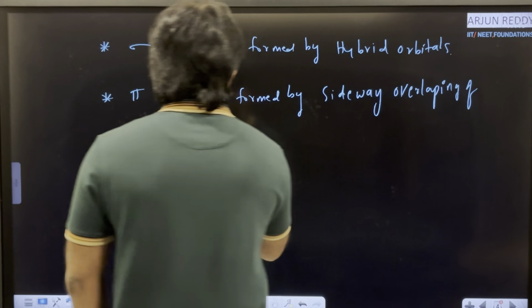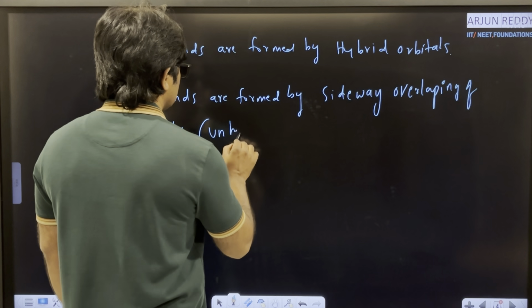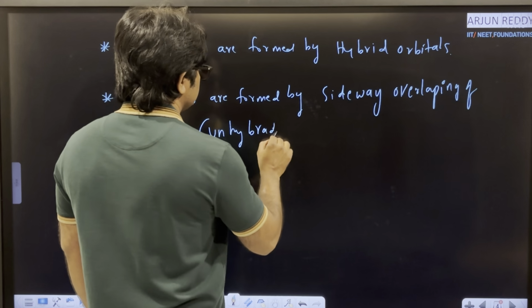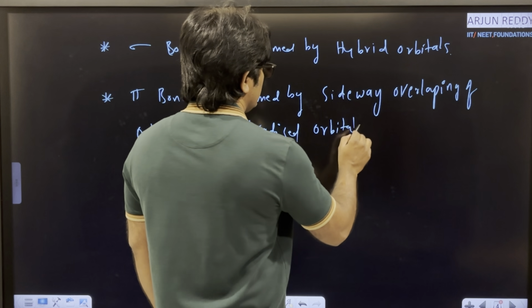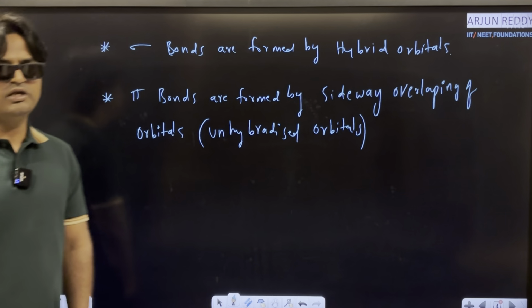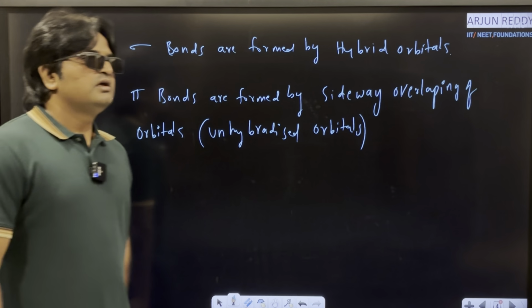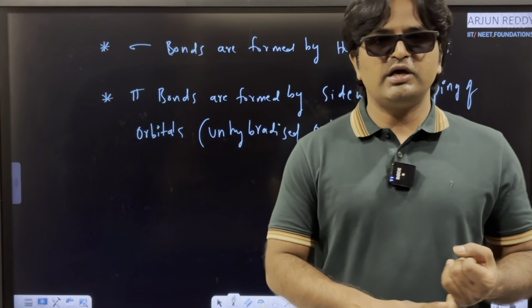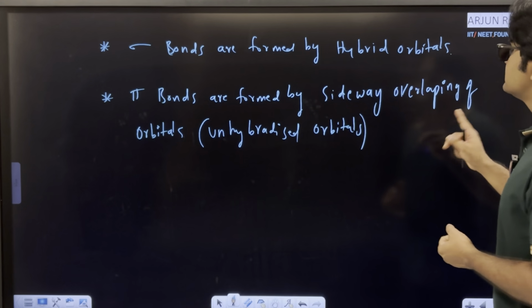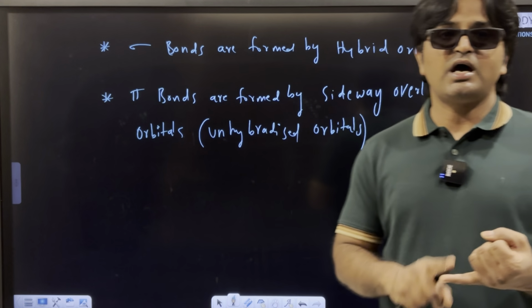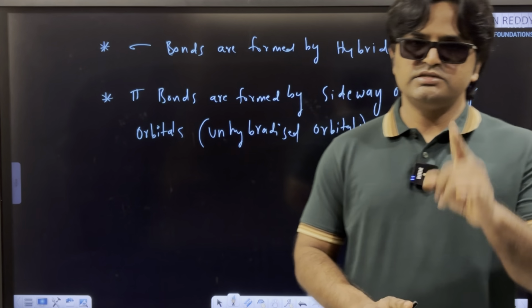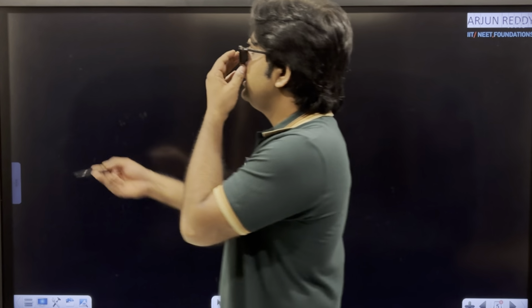We can also write unhybridized orbitals. Very, very important points. So once again, sigma bonds are formed by hybrid orbitals, and pi bonds are formed by side wave overlapping of orbitals, and these orbitals are unhybridized orbitals, right?